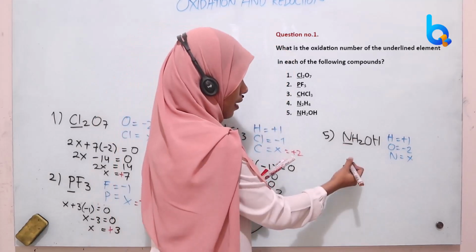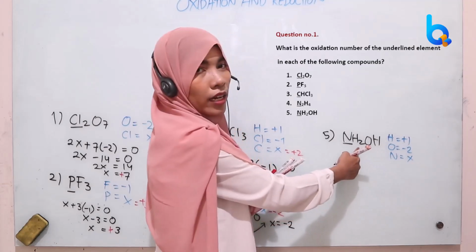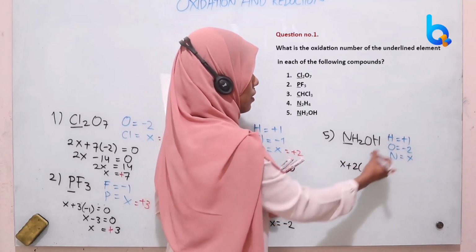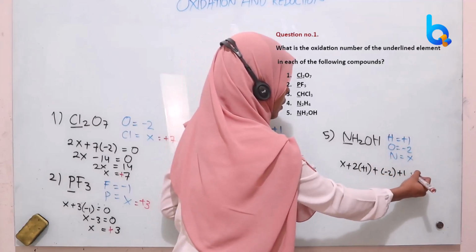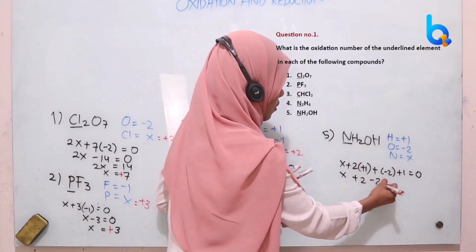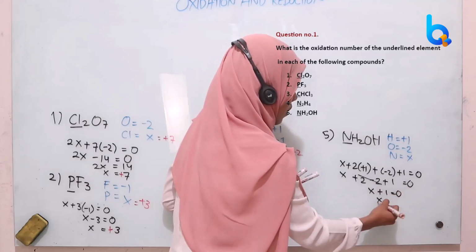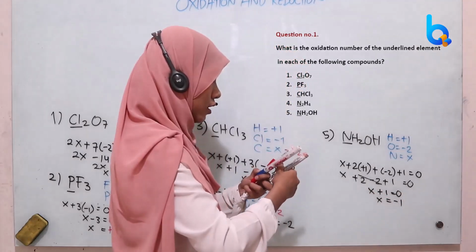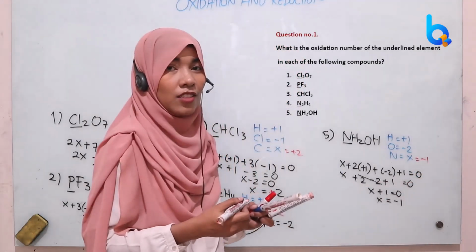So here let us add the oxidation numbers together. We have X, plus 2 hydrogen, so 2 times +1, plus oxygen, which is -2, plus hydrogen +1, equals, because this is a neutral compound, 0. X plus 2 minus 2 plus 1 equals 0. So X plus 1 equals 0. X equals -1. So the oxidation number of nitrogen will be -1. That's all for this question.